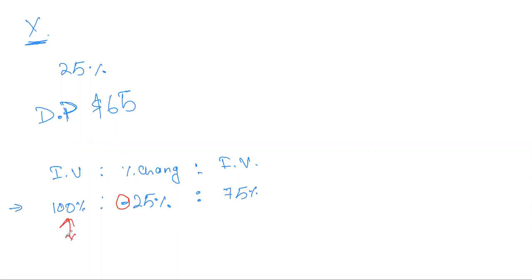So once again, do I know my initial value? No, I don't know my initial value. What was my initial price? I don't know. Right? Do I know how much the discount has been given? No, I don't know. Do I know my final value? Yes, I know my final discounted price, which is $65.